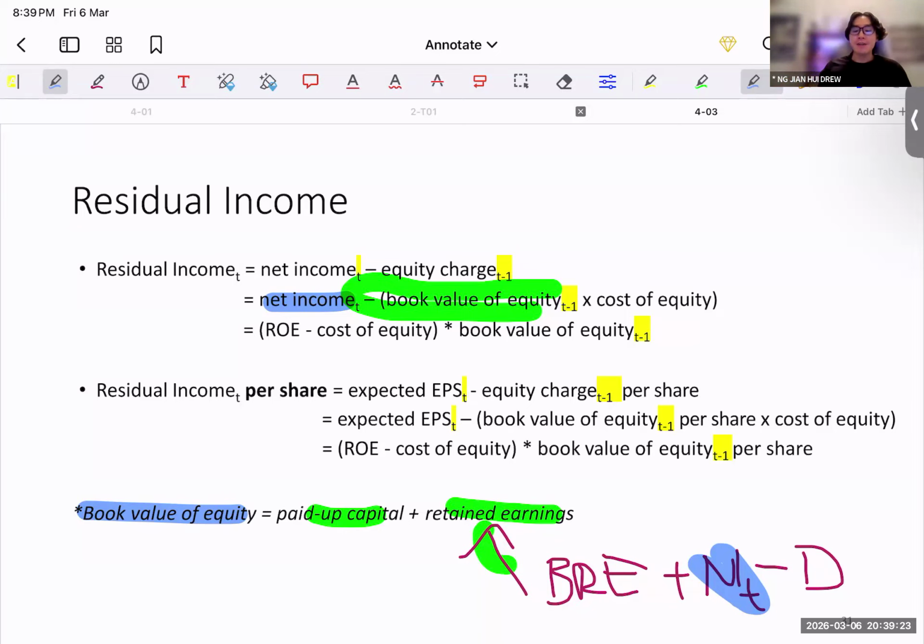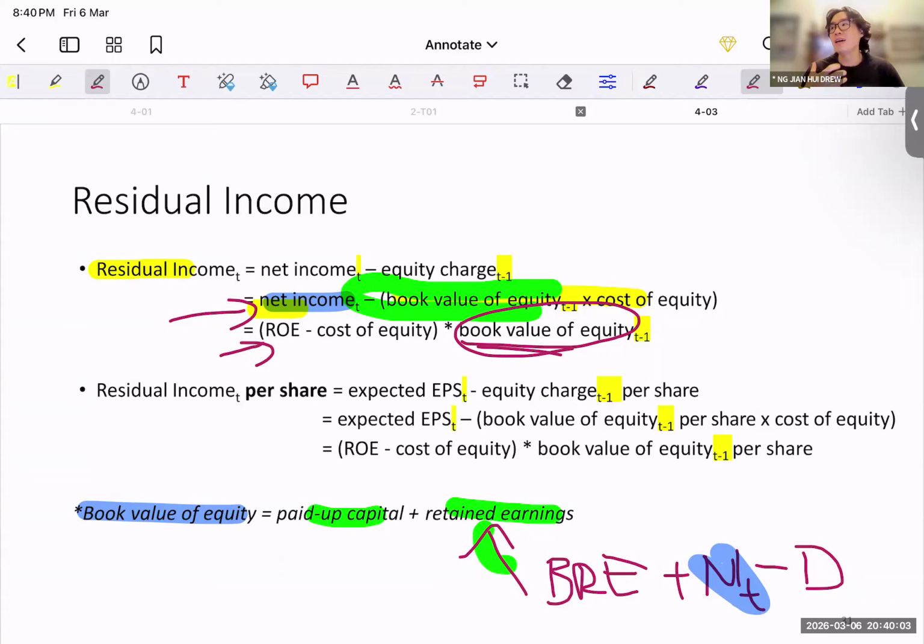Okay. So having explained this, we can understand that for your residual income, we take our income minus our book value of equity times cost of equity, right? And we know that net income, what's net income? Net income is basically your return on equity times your book value of equity, right? So we can do a bit of shifting here and there. We can just take our return on equity minus cost of equity times our book value of equity. So this gives you our residual income.